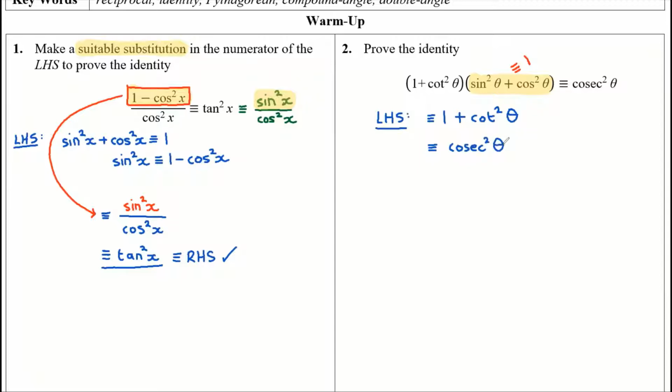Okay, which is the right-hand side. So we've proved the identity. That's one of the reciprocal Pythagorean trig identities that we learnt in chapter 6. So that's questions 1 and 2.